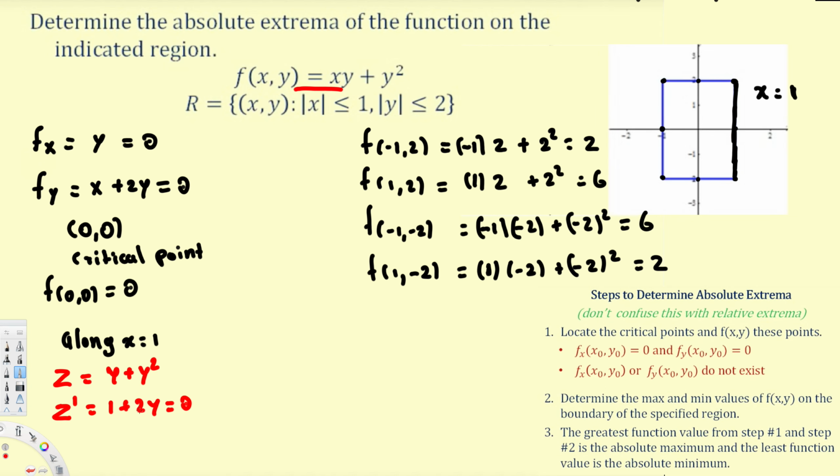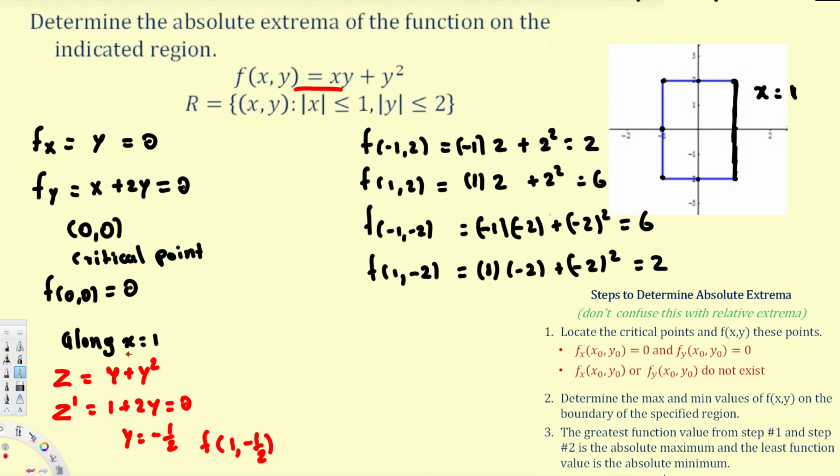From this one we can solve for y, and y is going to give us negative half, because I move this negative 1 to this side, that's going to be negative 1, and then I divide by 2, so that's going to give us negative half. And if y is negative half, and we know x is equal to 1, so our function value is going to be f(1, -1/2), because the x value is 1, the y value is negative half.